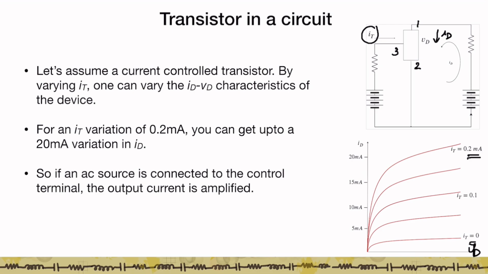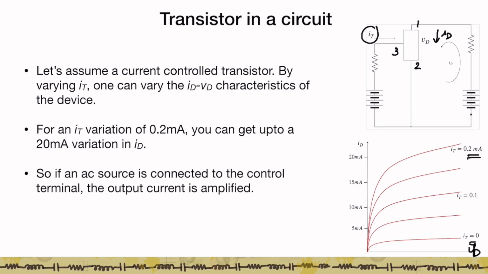So 2 points I want you to note. One is that you're able to change the value of ID by playing around with the value of IT. But the second important thing that you want to note is that the variation that you get in ID for a given range of IT is much larger, which means that for a 0.2 milliamp change in IT, I'm able to get a 20 milliamp change in ID, right?